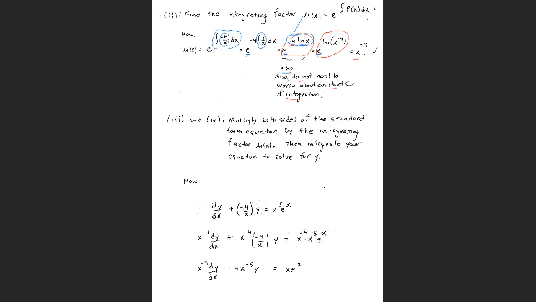And now, why did we get that? Because what we're going to do in steps 3 and 4, we'll do them together. We're going to multiply both sides of the standard form equation, the standard form of the differential equation, by that integrating factor. Okay? And then we'll integrate to solve for y. This is really truly fascinating, what you're going to see here.